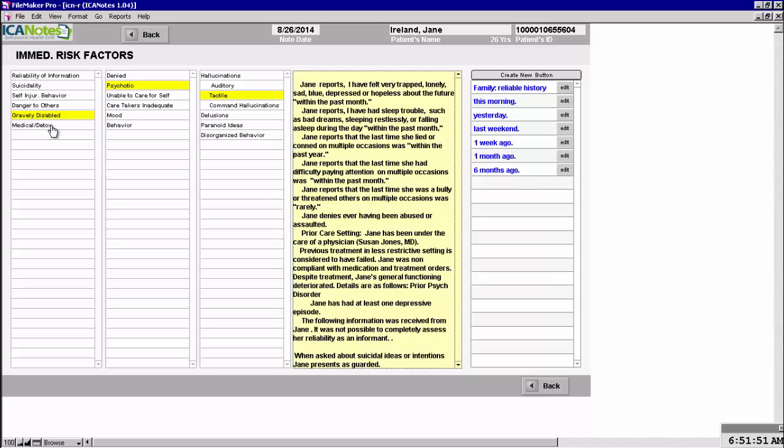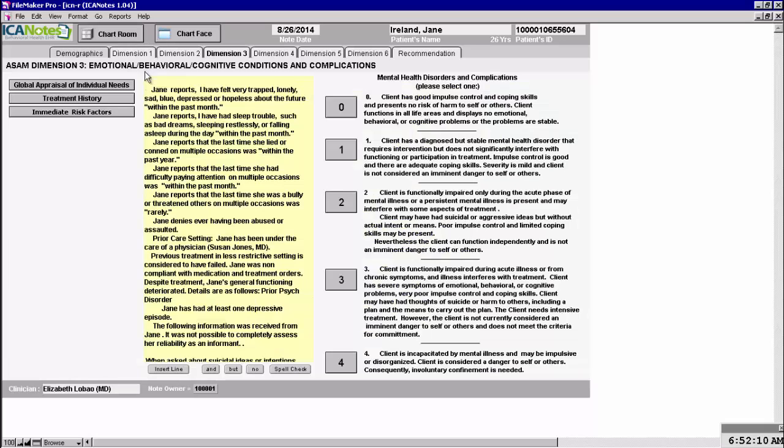Okay. For medical and detox risk factors, if there's a medical condition, you can talk about that. This patient is under imminent withdrawal signs and symptoms, so I'm going to say this patient's sweating, tremors, shaking, irritable, confused speech, and has diarrhea. Let's go back.